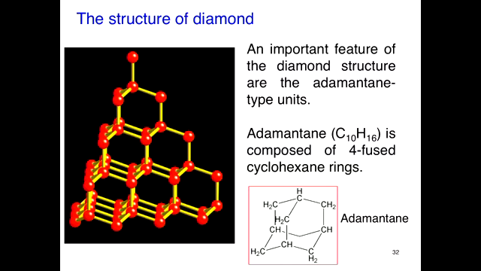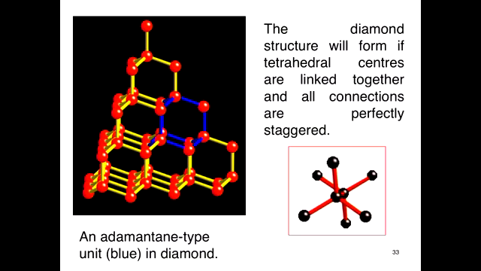Okay, so how can we be sure we're going to get diamond? If we take the tetrahedral centres and we link them together and we make sure that along any carbon-carbon bond, the bonds are perfectly staggered, then diamond is the inevitable consequence. Okay.